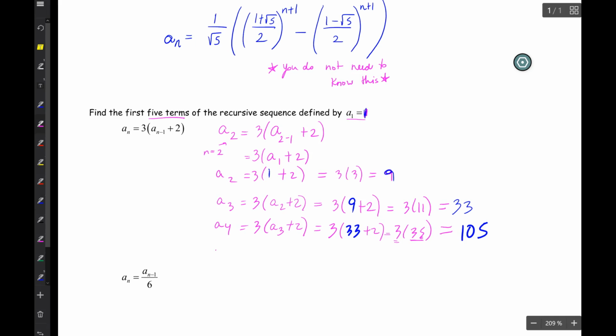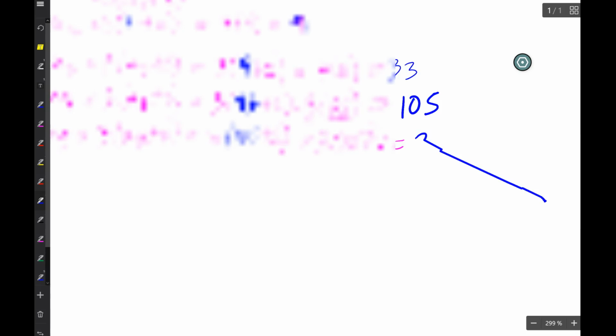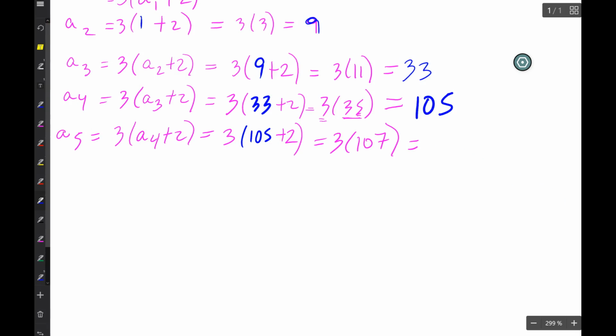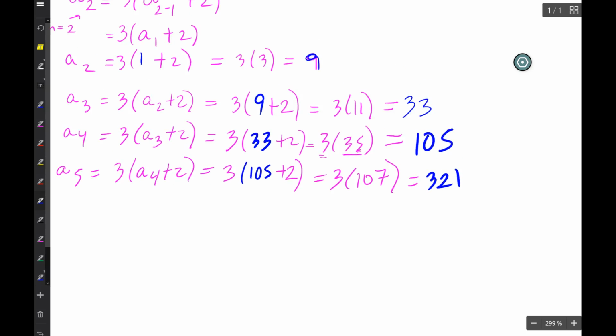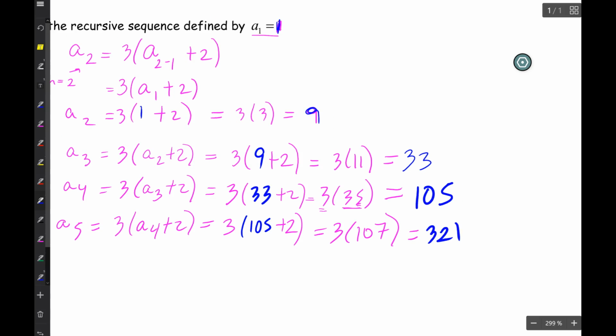Let's do the fifth term. The fifth term is going to equal 3 times the fourth term plus 2. So what was the value of the fourth term? 105 plus 2. It's going to equal 3 times 107. Try to use the trick. What's 3 times 100? 300. And what's 3 times 7? 21. So 300 plus 21 tells you that the fifth term is, sorry, 321. Okay, so we found the first term, second term, third term, fourth term, fifth term.